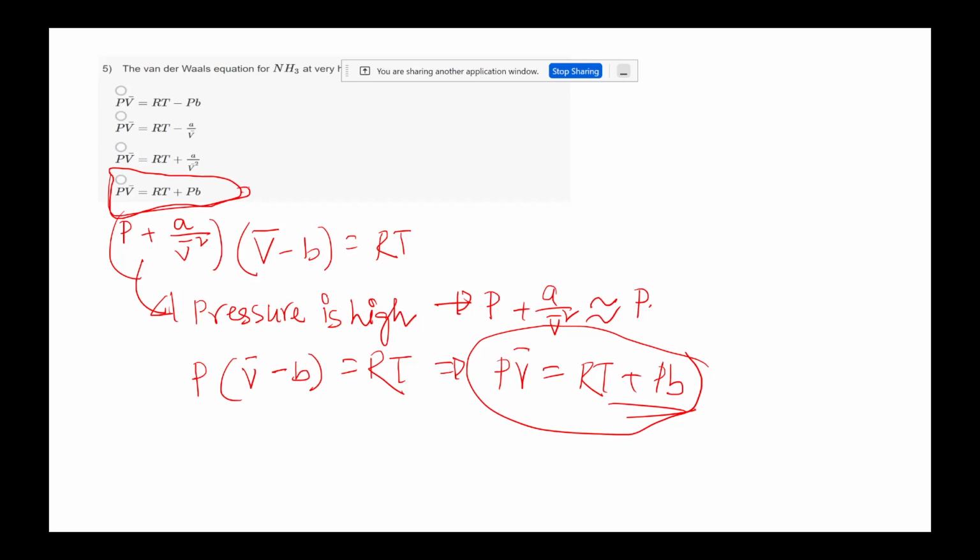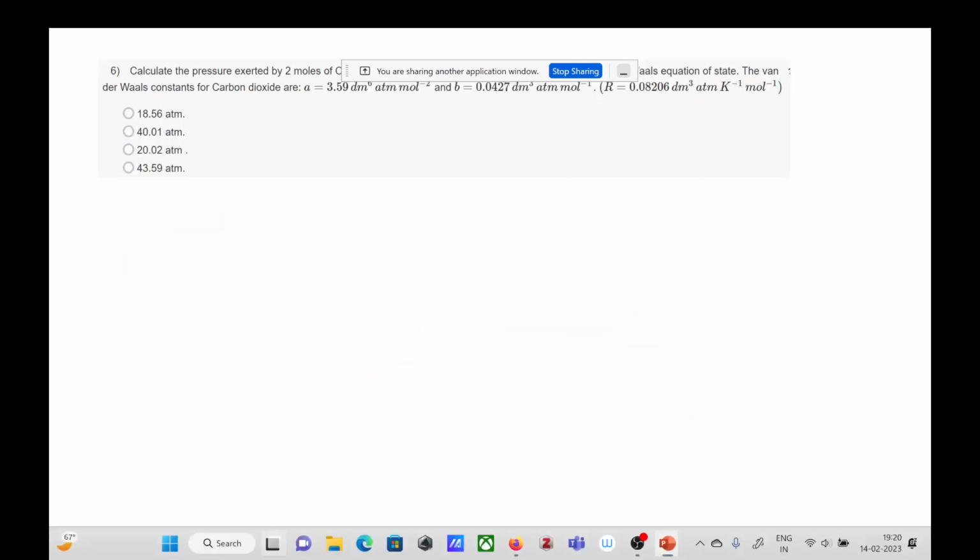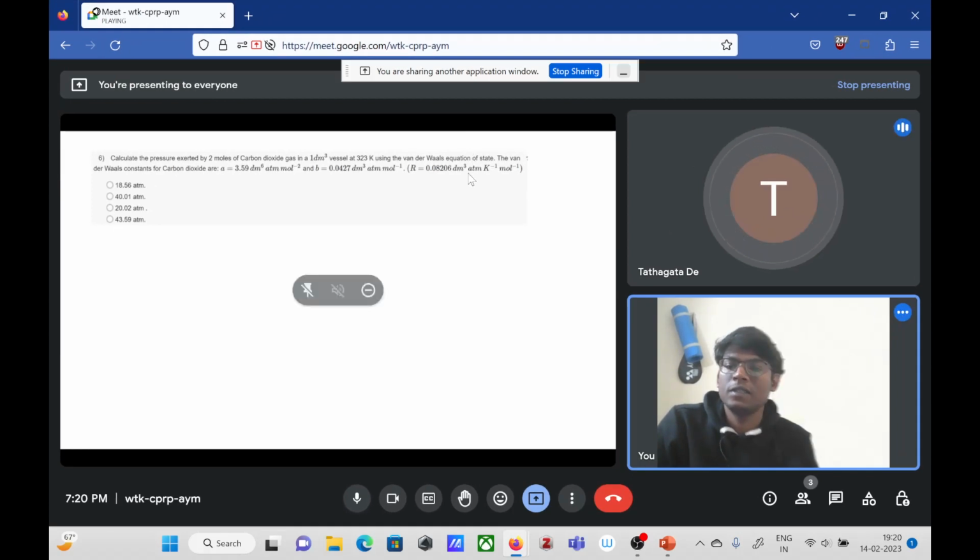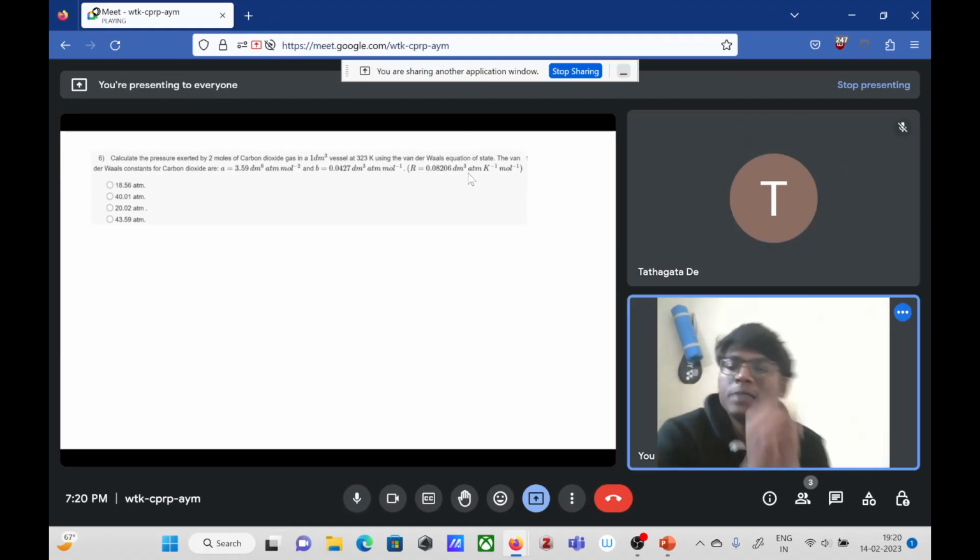Okay, so that's it. Let's go to the next problem. Is the problem clear? I think you have done it. Yes, sir, it is clear. So this problem says: calculate the pressure exerted by 2 moles of carbon dioxide gas in a 1 decimeter cube, that is actually 1 liter, vessel at 323 Kelvin using the van der Waals equation of state. The van der Waals constants for carbon dioxide are a and b, and this is R. What will be the pressure? Can you do this quickly?